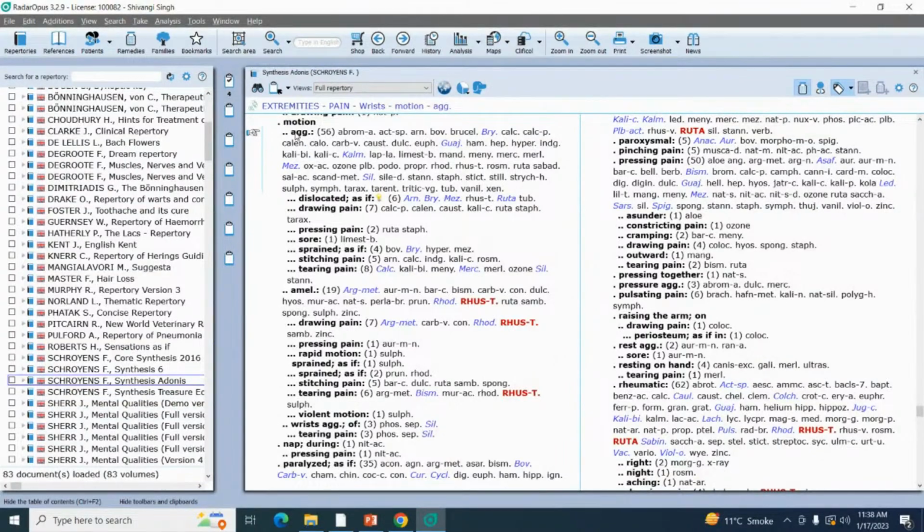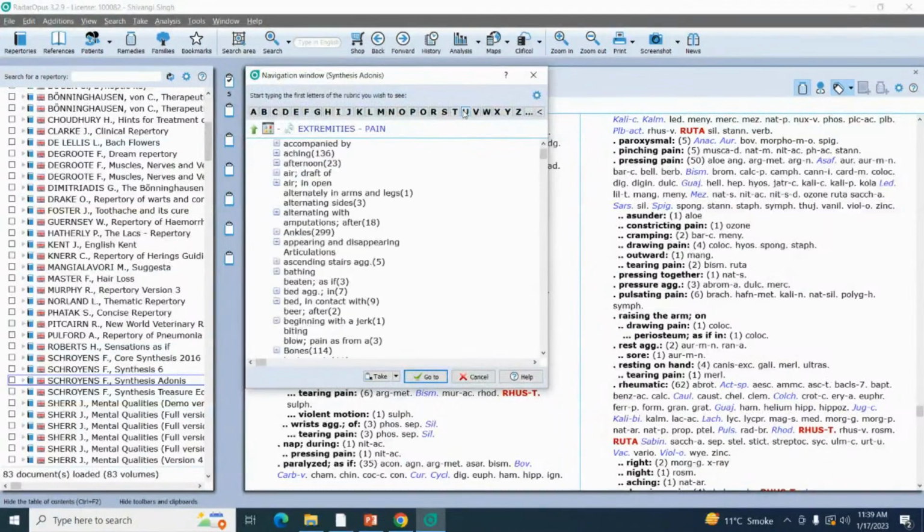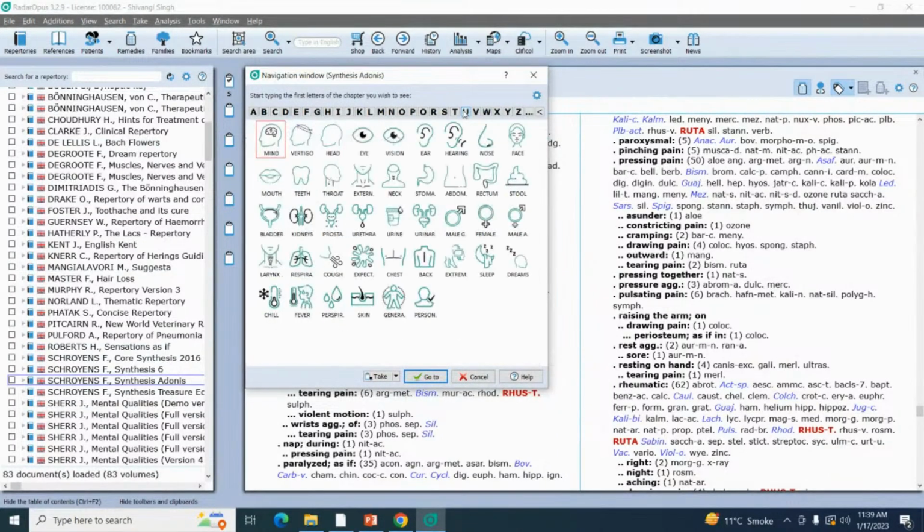I'm going to add this rubric with the help of my second method, and my second method is the plus button on my keyboard. Now, as soon as I click on my plus button, my rubric is added to the clipboard. Now I'm going to take my next symptom.